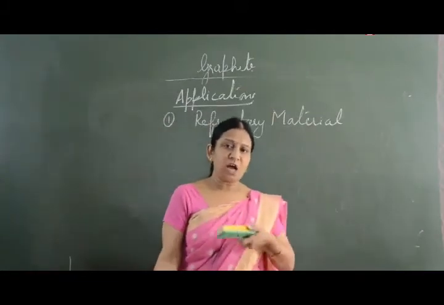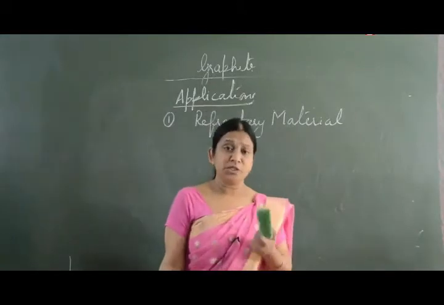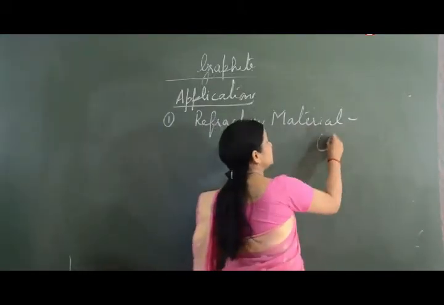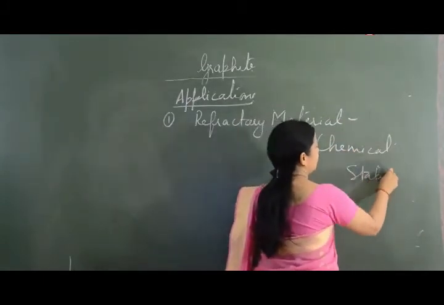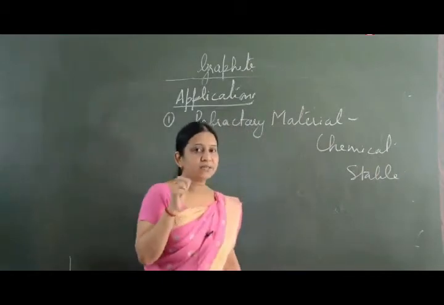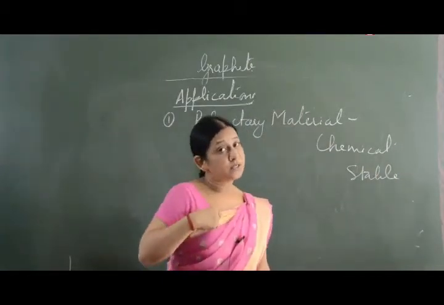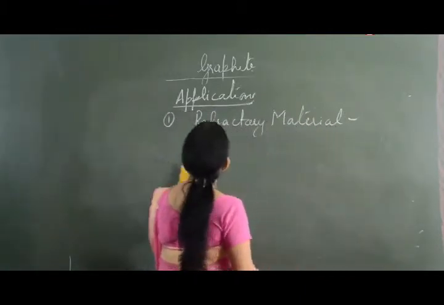If we have to say in one line why graphite is used as a refractory material, it is used because it is a chemically stable substance. Why is it chemically stable? Because the melting point is high, which is 3700 degrees Celsius. So this is one of the applications of graphite.